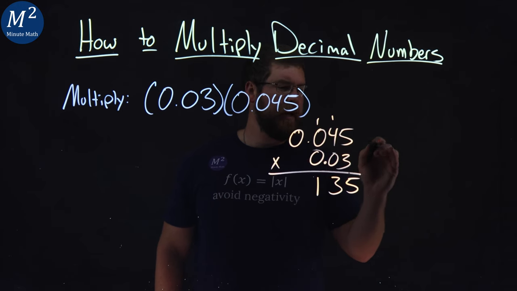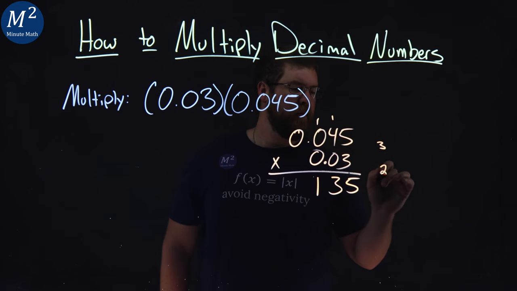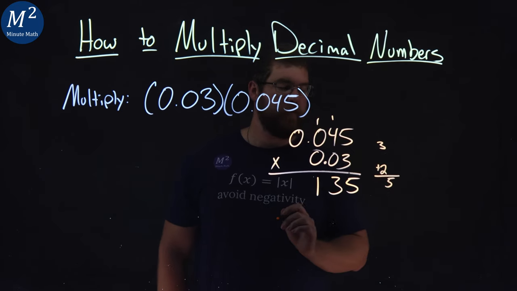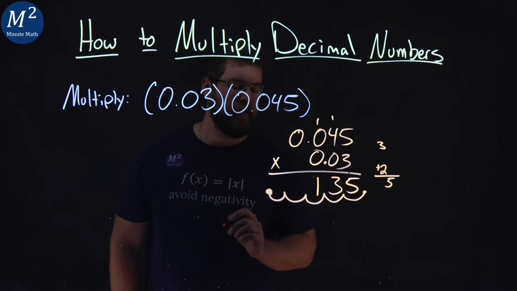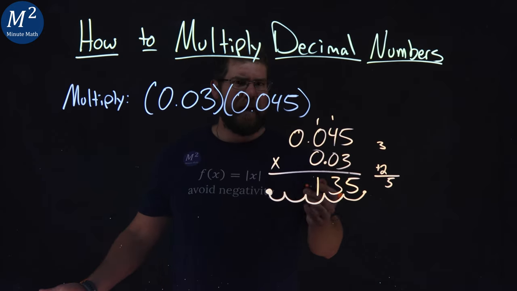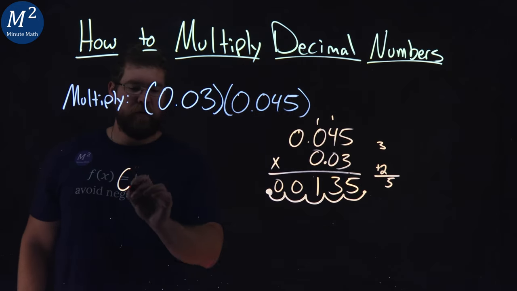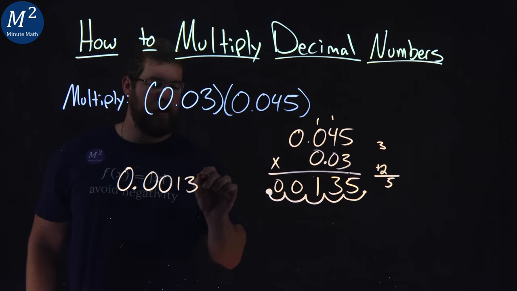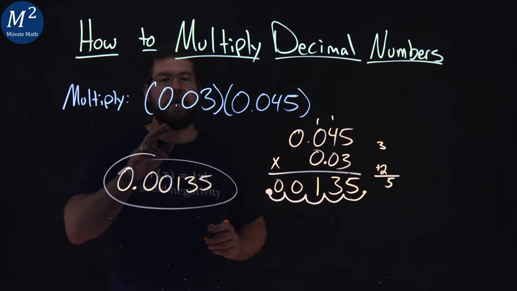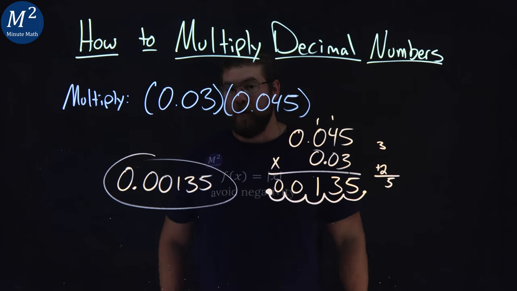Our decimal places, we have 3 in the first one, 1, 2, 3, and 1, 2 in the second number. Add them together, we get a 5. So we have to move 5 decimal places over. 1, 2, 3, 4, 5. For each one of these extra spaces where we had nothing, we need to put a 0. So this number, 0 point, always put a 0 first, 0, 0, are 2 zeros. 135 is our answer.